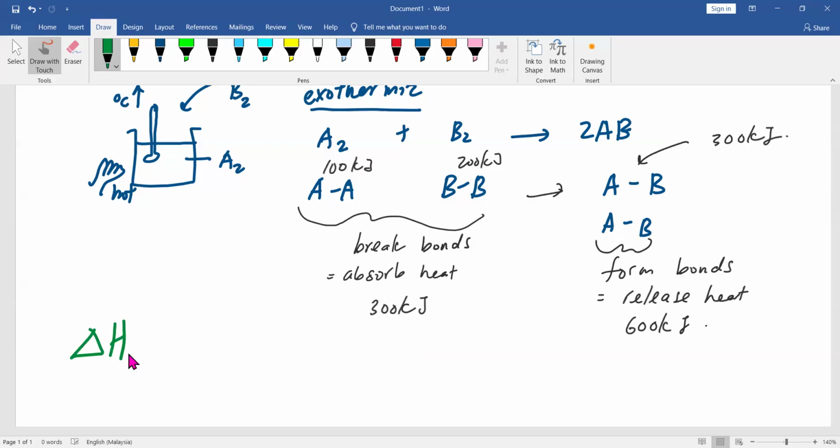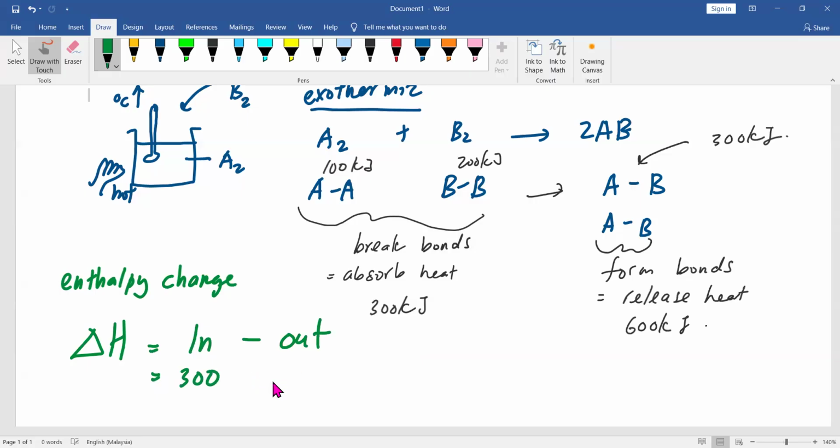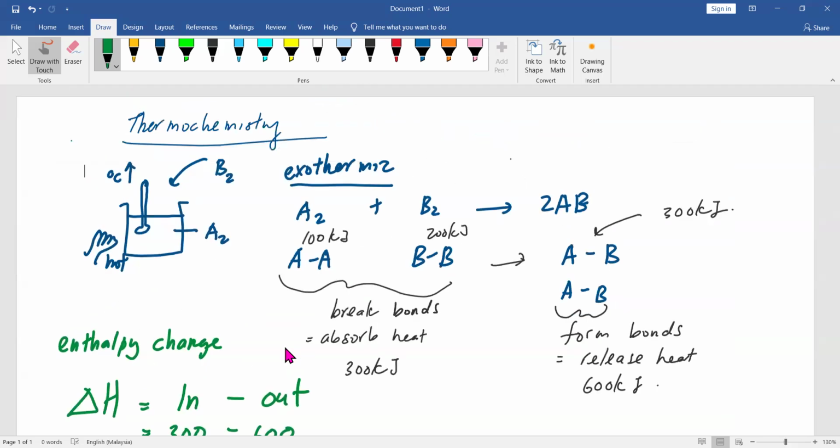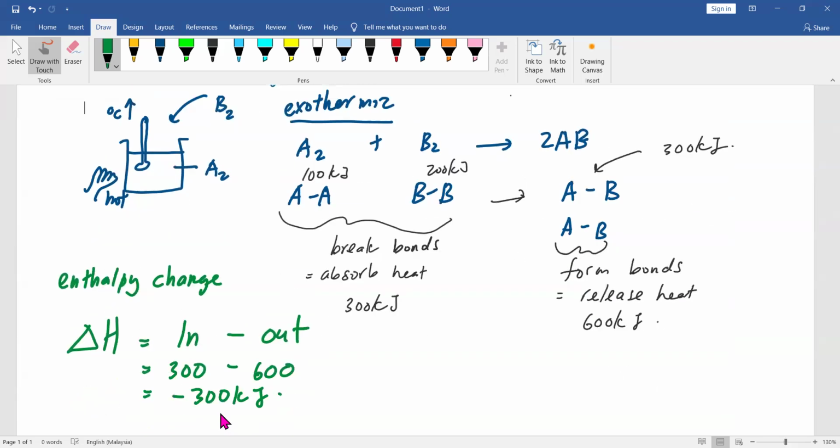This triangle H is called enthalpy change. Enthalpy change is always energy in minus energy out. Very simple. So energy in is I absorb 300 kilojoules to break bonds. Energy out is I release 600 kilojoules. So total is how much? Negative 300. And you have to have the sign, it must be positive or negative. As long as it's negative, it is called exothermic. Exothermic, you must always show it as a negative reaction. Okay?